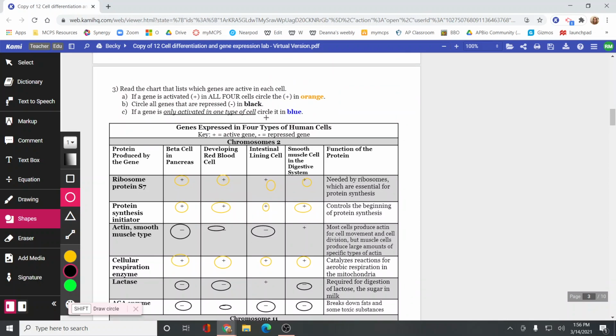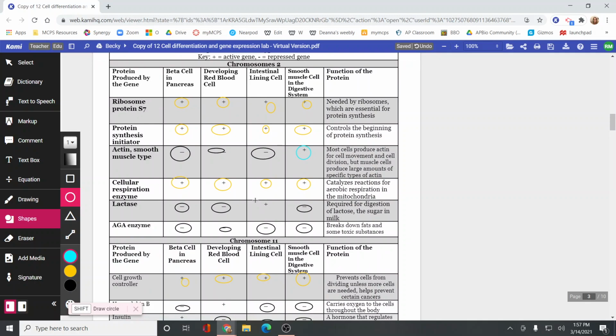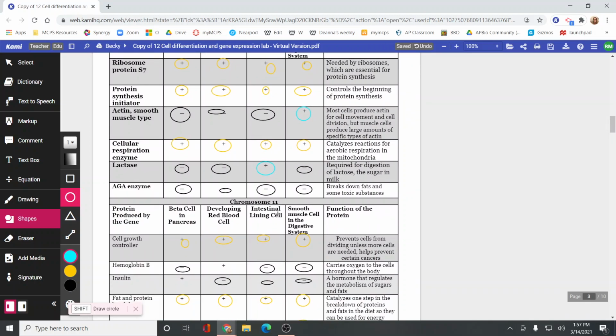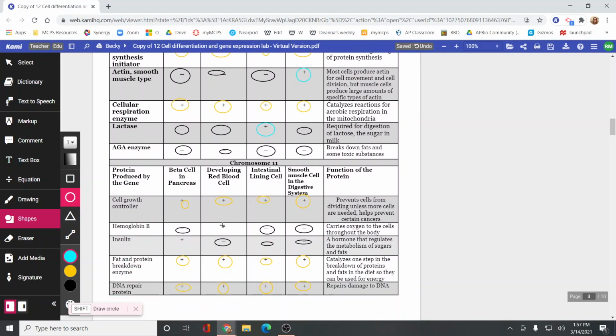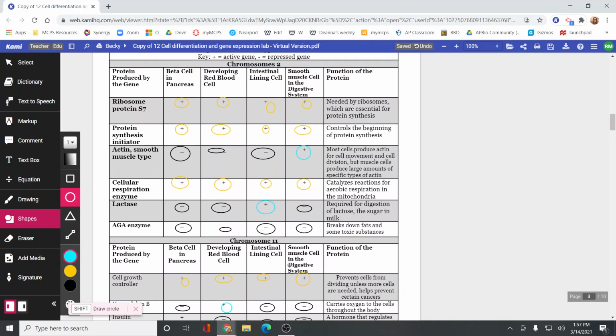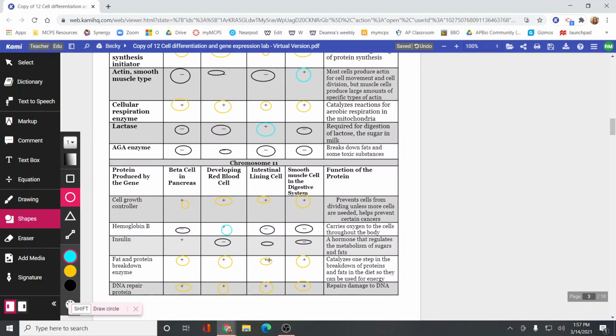This last circle I'm going to do is the blue circle. So I'm going to go here. And this blue one is a gene that's only on in specific types of cells. So its function is probably going to be specific to the type of cell that it's on in. I feel like I've missed one. Oh, here it is. Okay.